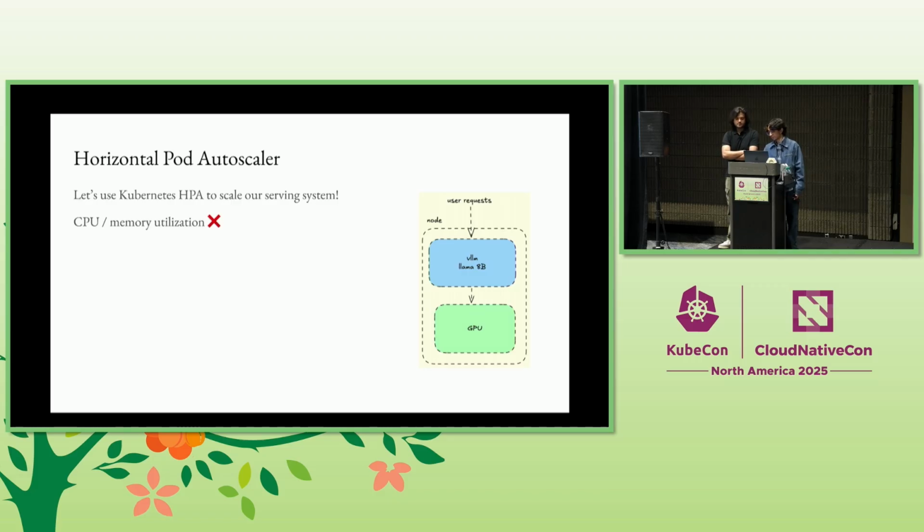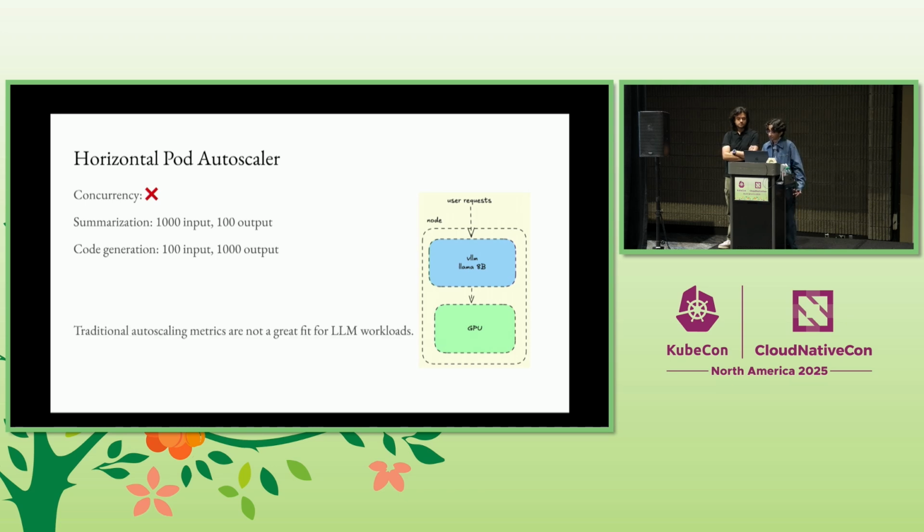You might try to then use maybe concurrent number of requests, like the queries per second. But that is also not a great metric for LLMs because different requests are created unequally. A summarization request might take in a lot of input, but only output a small summary. Code generation, on the other hand, might have a simple prompt that's outputting entire files of code. Traditional auto-scaling metrics, as a result, are not a great fit for LLM workloads. So let's take a look at what works instead.